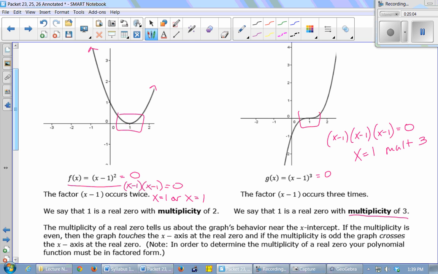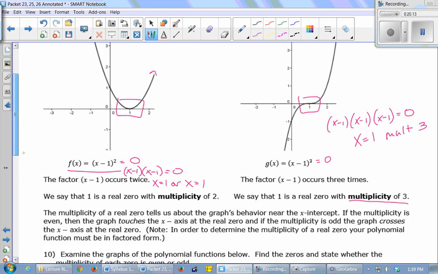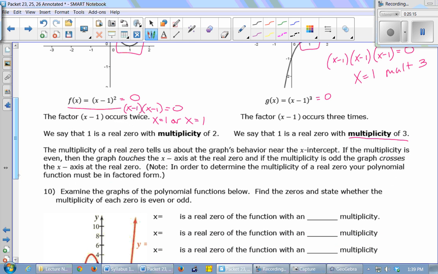And this time it went through the axis, right? It didn't bounce off, it went through. So what happens is, if the multiplicity is even, then the graph touches the x-axis and then bounces off. And if the zero has odd multiplicity, then the graph crosses the x-axis.